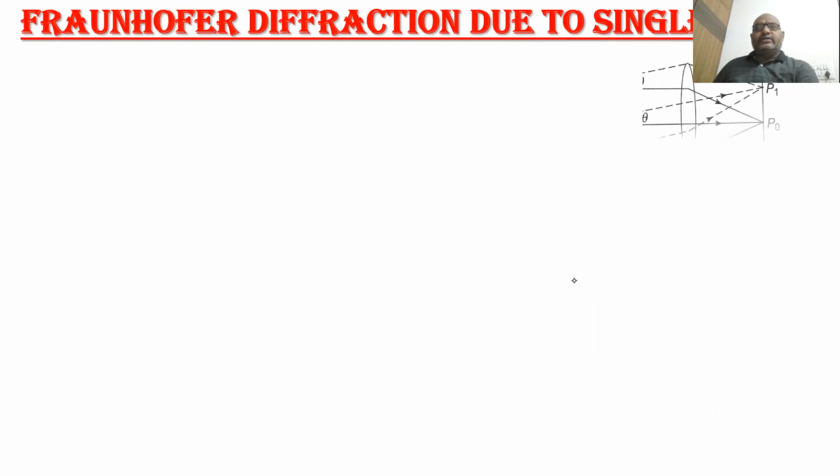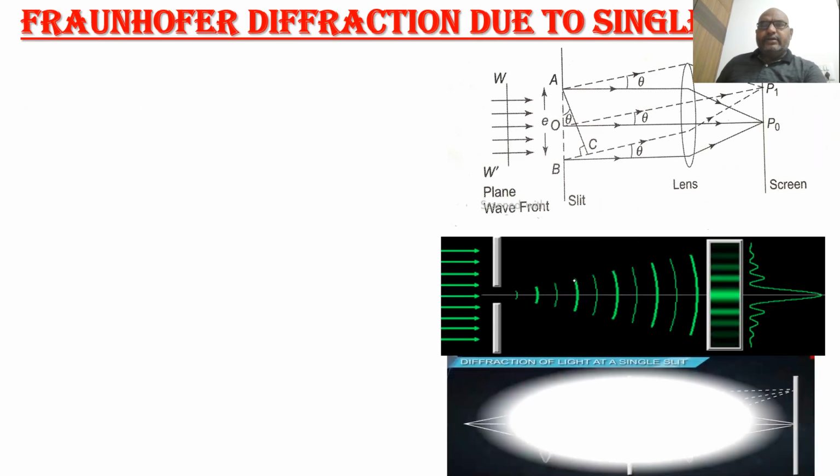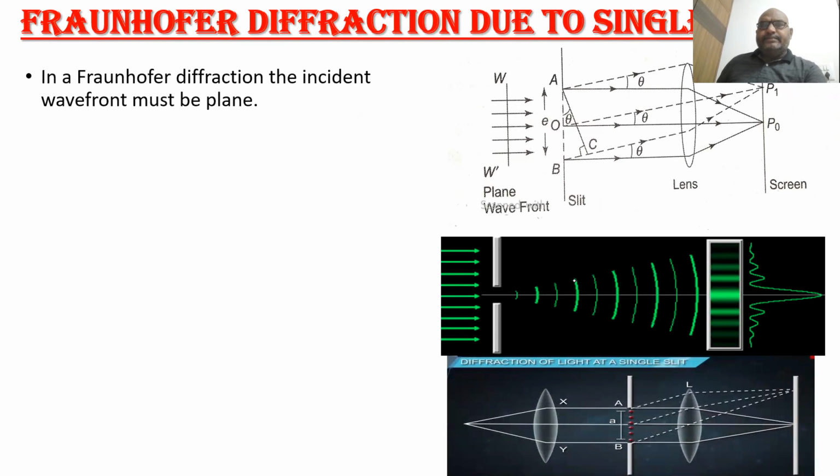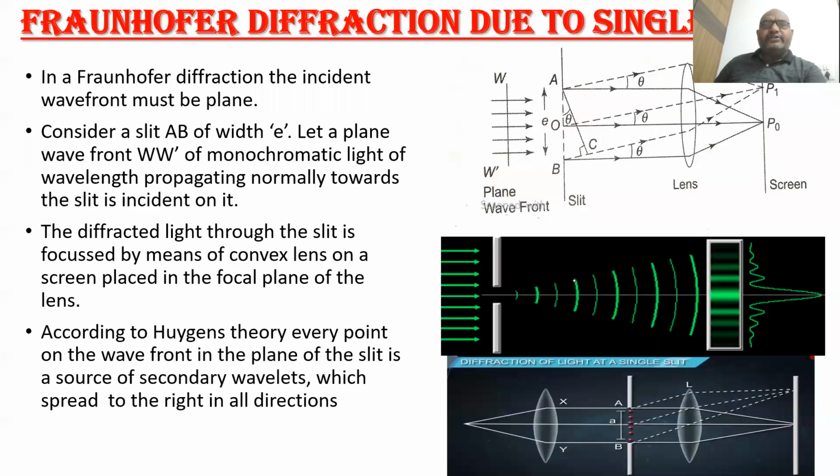Fraunhofer diffraction due to a single slit. In the diagram, WW dash is a plane wavefront. AB is the slit system, and OP0 is the direction in which the light beam passes to P0 on the screen. OP1 is the direction of the maximum and minimum intensities. In Fraunhofer diffraction, the incident wavefront must be plane waves.